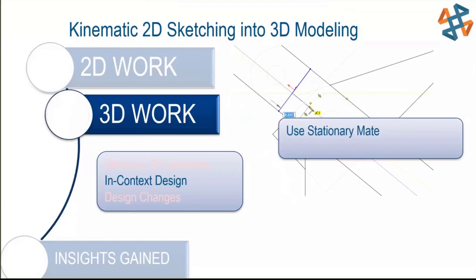So using a stationary mate, again, most people don't want to use the in-context design because it's only relative maybe to a certain position. We can do that with the stationary mate. And it's good to label that as such. And then be sure to leverage those assembly features like the pole wizard that we did, and just be intentional with your in-context design. If you're intentional and you have that plan, know what's going on, much better chance for success with this.